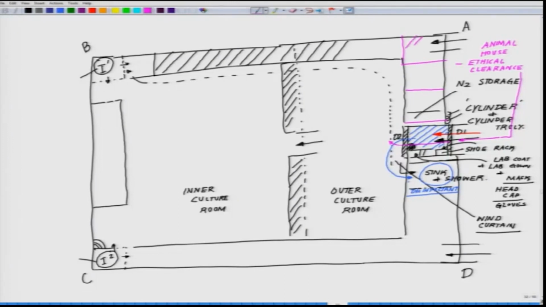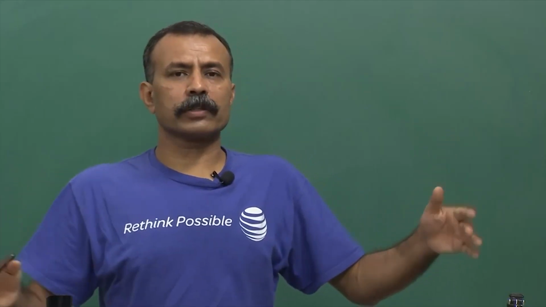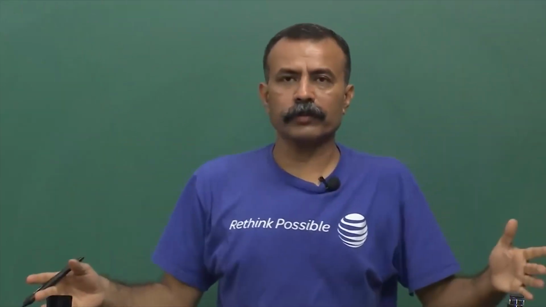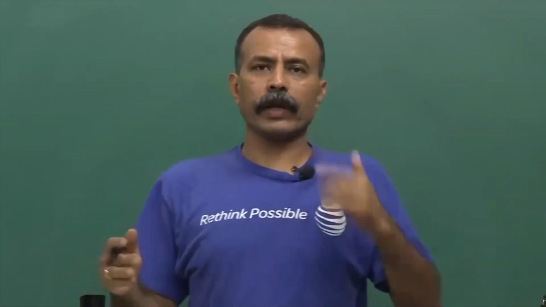this corner where I am shading now, you could have a laminar flow hood, a small laminar flow hood. So, what is a laminar flow hood? A laminar flow hood is essentially a rectangular or circular structure, where the air, something like this. Let me draw it and that will make more sense.